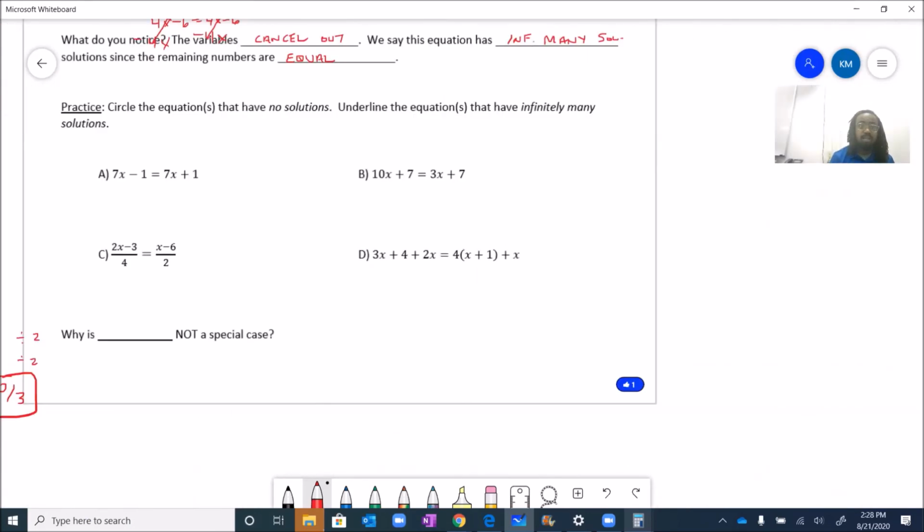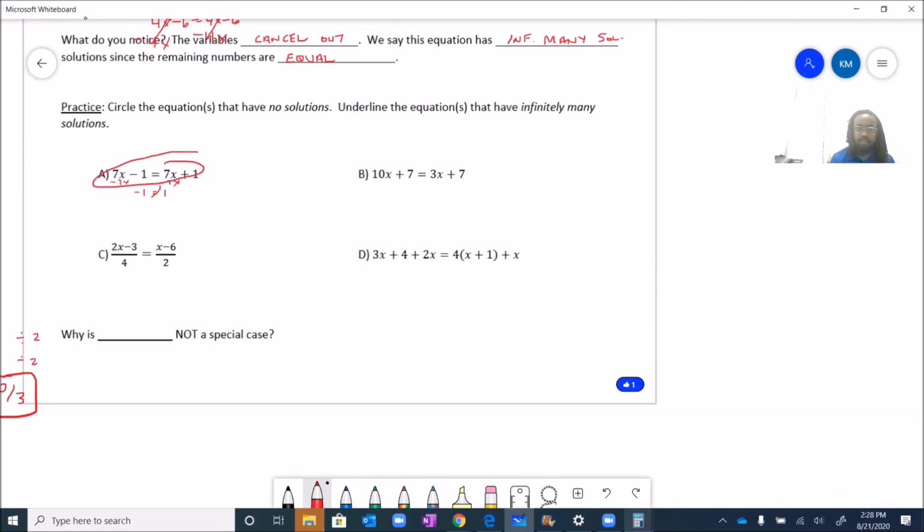Circle the equations that have no solution, underline the equations that have infinitely many solutions. So A: 7x minus 1 and 7x plus 1. As we look at this, we should see at the beginning, subtracting 7x, we end up with negative 1 equals 1. Well, negative 1 doesn't equal 1. This is no solution.